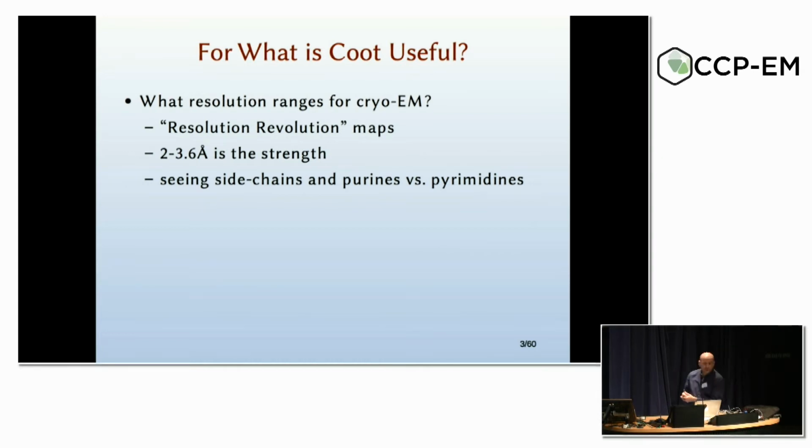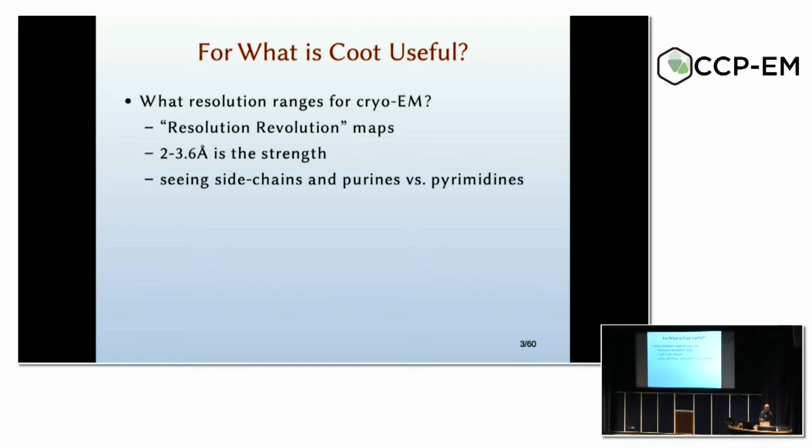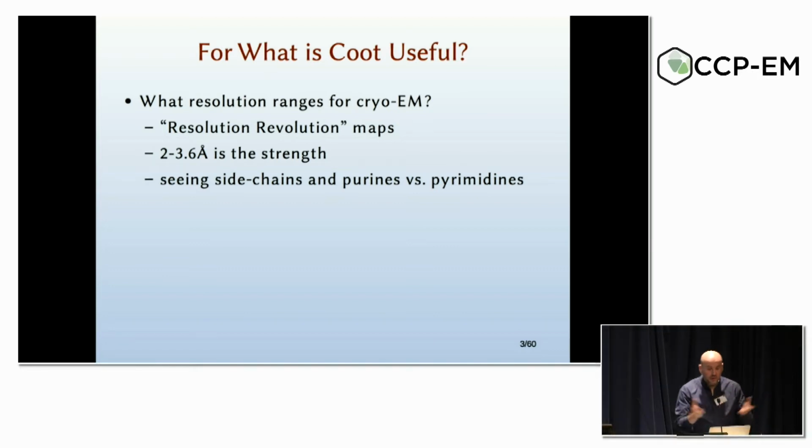Okay, so for what resolution is Coot useful? It's where you can see the side chains really, and if you can tell the difference between a purine and a pyrimidine, that's a resolution at which Coot is more comfortable. You can try to use Coot at lower resolutions. It's more of a struggle. More prior information needs to be used in the refinement and model building. Of course, I understand that's an issue. There are problems to be solved at that resolution, and it's a topic of ongoing research.